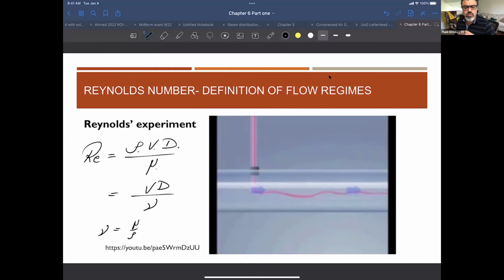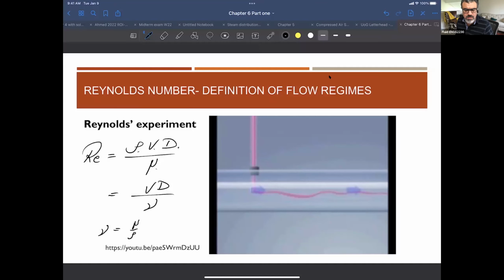So we allow fluid to move in the pipe with different velocities by opening the valve and allowing more flow to go. We know the diameter of the pipe, the density, and the viscosity, and we run the experiment several times. If we have the same fluid, that means rho and mu are the same, the diameter is the same, but now we are changing the velocity to increase the number over a wide range of conditions, and monitor what the flow physics inside this pipe will be.